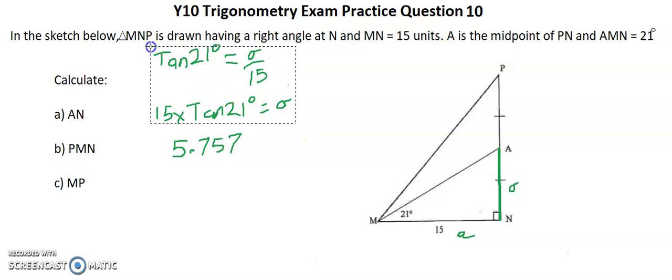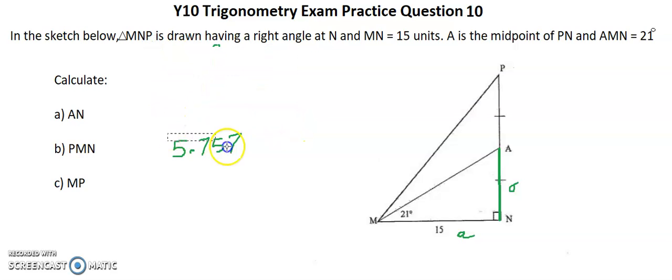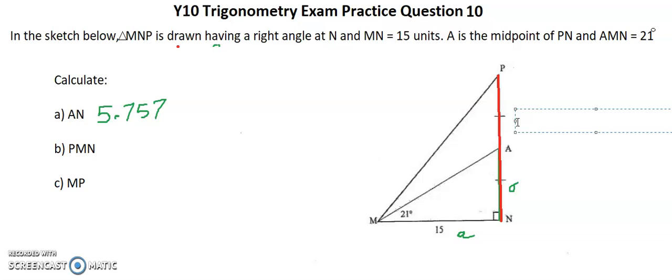So now we know the length of our opposite side. That helps us with answering the next part, because it says we need to look at PMN, which is our big angle. So to do that, we need to then think that if N to A is 5.7, A to P is exactly the same length, so we need to double it. So if I double that, that gives me the opposite side length of 11.51.